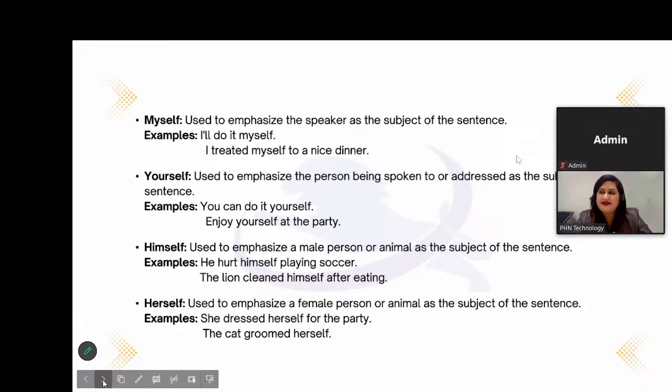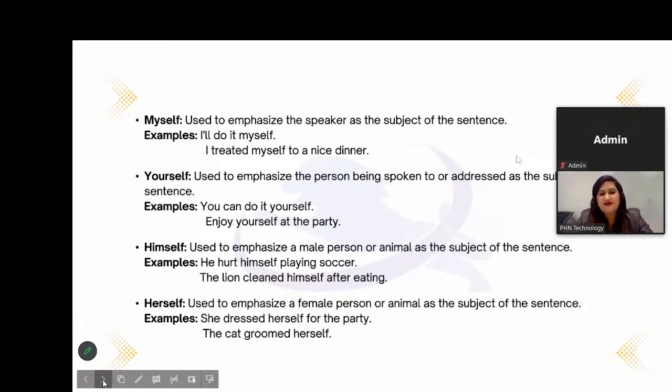Okay. Myself. Used to emphasize the speaker as the subject of the sentence. Example, I'll do it myself. I treated myself to a nice dinner. Now, as we had in a previous slide, you're talking about yourself. For example, you go for an interview and the interviewer asks you, tell me something about yourself. So you tell about yourself. So that is myself.